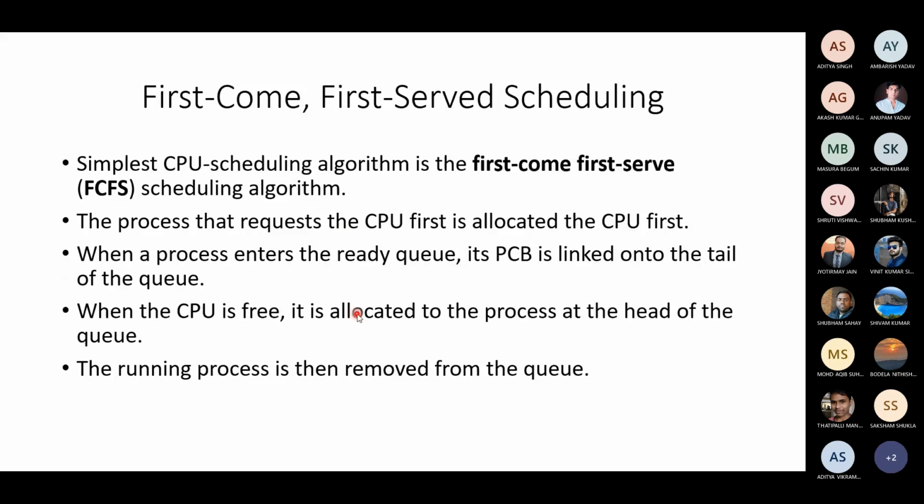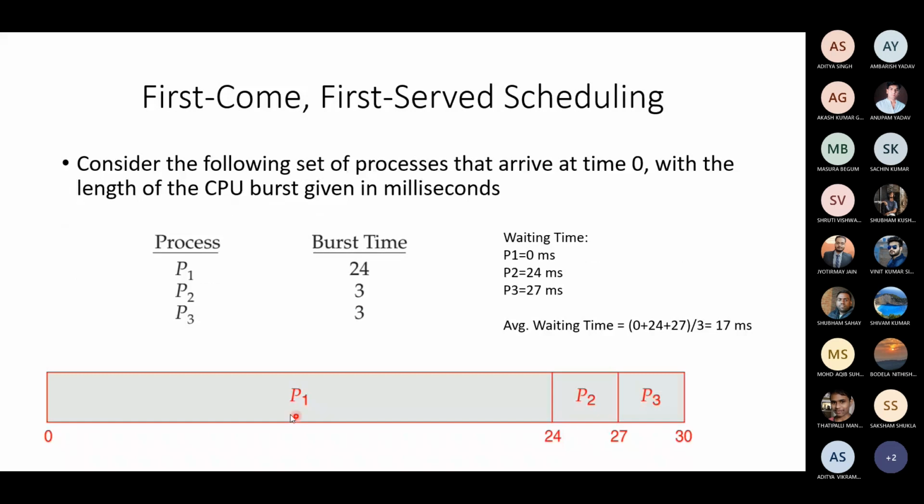The simplest algorithm is first come first serve, where whichever process comes first is served first. For example, P1, P2, P3: if P1 comes first, then it will be scheduled first for 24 milliseconds, then P2, then P3. This becomes very bad if the process which comes earlier takes a lot of time, because the waiting time will increase for the second and subsequent processes.